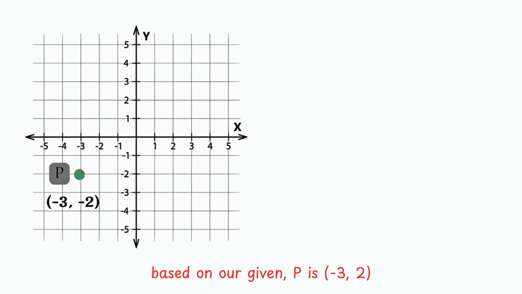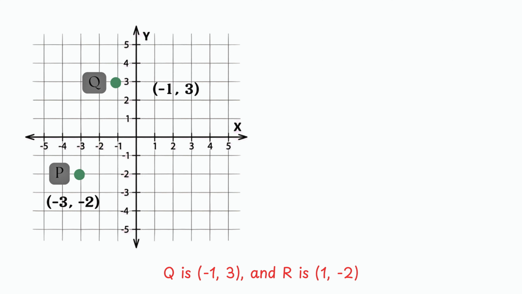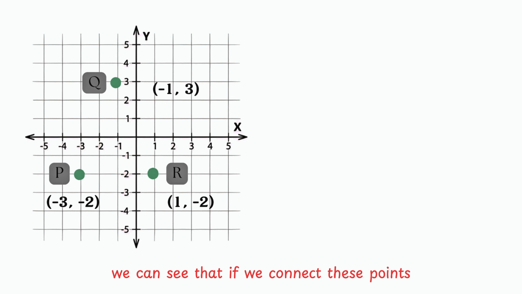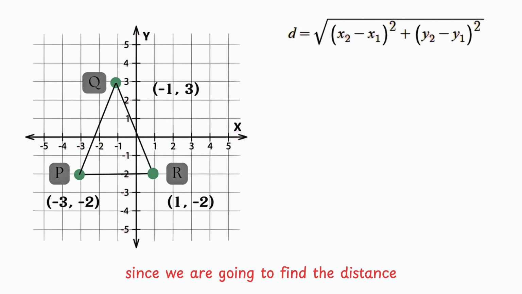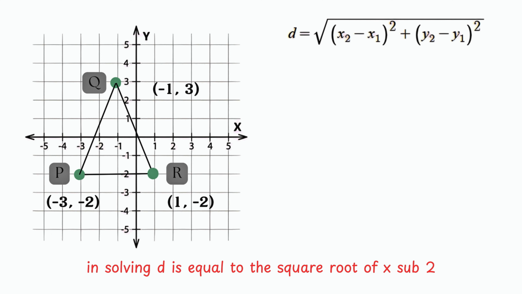Based on our given, P is (-3, -2), Q is (-1, 3), and R is (1, -2). We can see that if we connect these points, we are able to form a triangle, which we will prove if this is really an isosceles triangle. To do that, we have to find the distance of each side of the triangle. Since we are going to find the distance, we shall use the distance formula in solving.